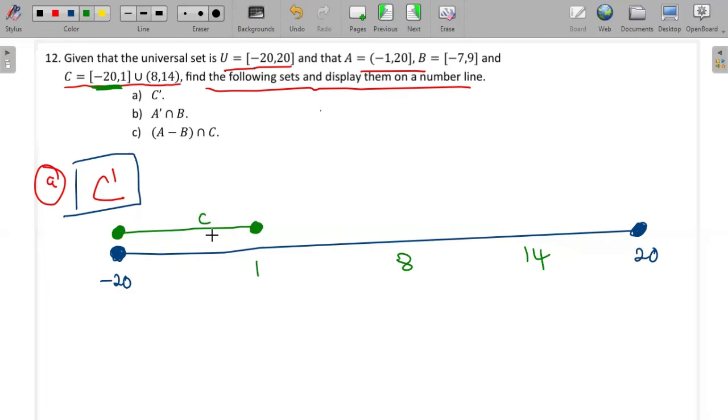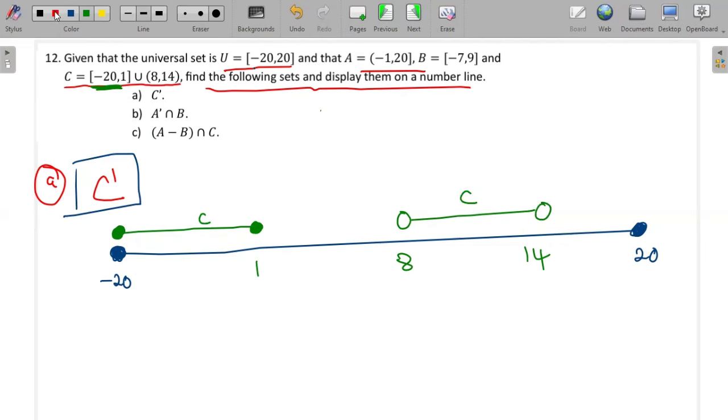So they're saying this part from -20 to 1, union, the part from 8 to 14. But the 8 and the 14 are not included. So even this one is C. Where on the universal set do we see that we do not have a C? It's between 1 and 8. Here, we do not have a C. And between 14 and 20, we do not have a C. Because the C is from -20 to 1 and 8 to 14.